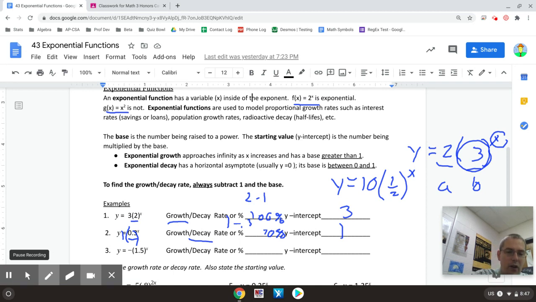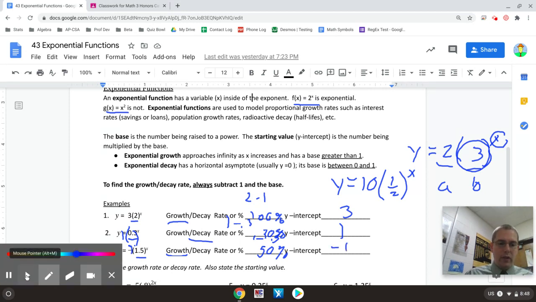This one is also bigger than 1, so it's a growth. To figure out how much bigger than 1, 1 minus 1.5, so that is a 50% growth. Actually, I probably should have done 1.5 minus 1, but if you ever do those backwards and get a negative, as long as you know it's a growth, you can ignore the negative or positive. If it's bigger than 1, it's growth. If it's smaller than 1, it's decay. The y-intercept is the number I'm being multiplied by in front. In this case, it's a negative, so that's an understood -1. So the y-intercept is -1.